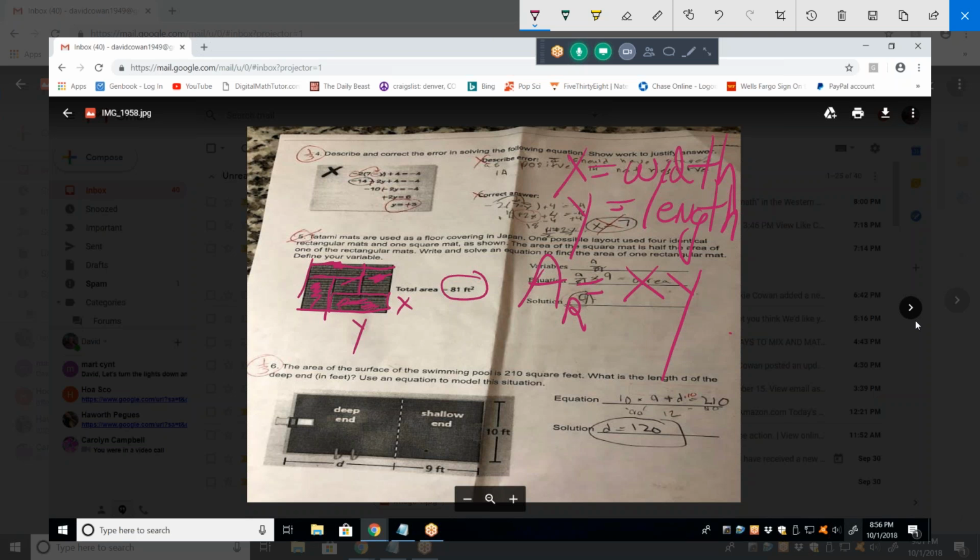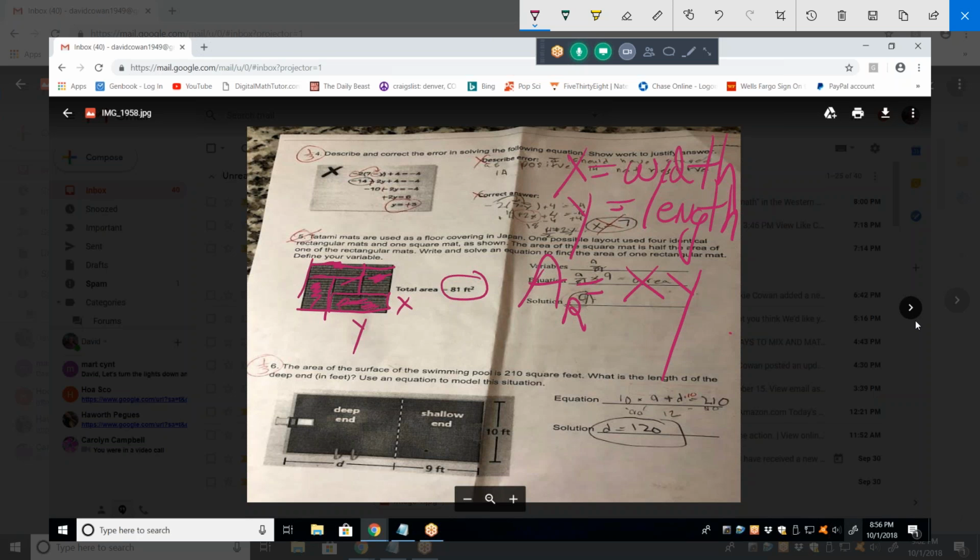Notice what the problem is. The problem is write and solve an equation. So we've got to find an equation. We can't just find the numbers right up the way we did it. That's not what it wants. It wants an equation. Okay, so the area of each rectangle is X times Y.